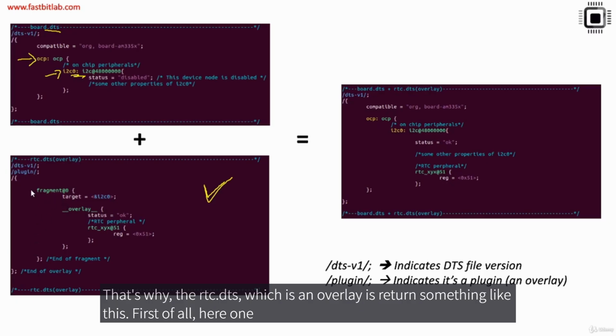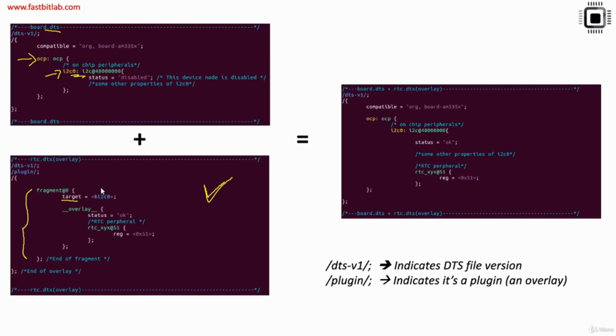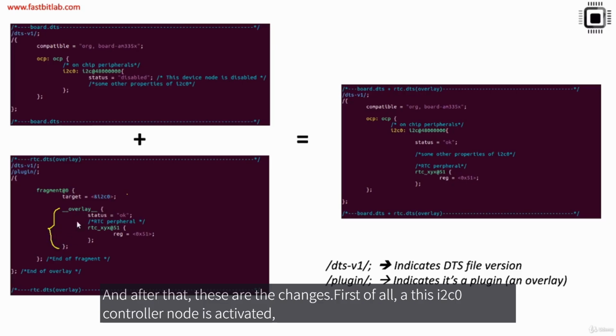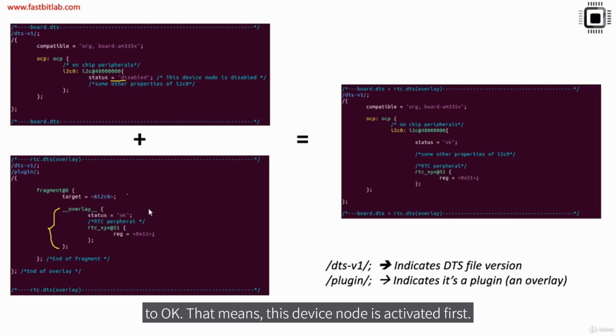That's why the RTC.dts, which is an overlay, is written something like this. First of all, one fragment is created, and the target is I2C 0. This is actually a phandle. After that, these are the changes. First of all, this I2C 0 controller node is activated. Its default state is actually disabled. Since this RTC is going to use it, its status is updated to OK.